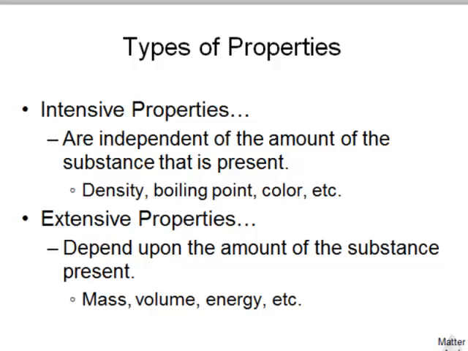So intensive properties are things like the boiling point. Doesn't matter how much water I have, it's still going to boil at 100 degrees Celsius. The color, it's going to be blue if I have a little bit or a lot of it. The density, all those things are intensive properties. Doesn't matter how much I have. On the other hand, something like its mass or its volume, that is going to depend on how much I have. That's an extensive property.